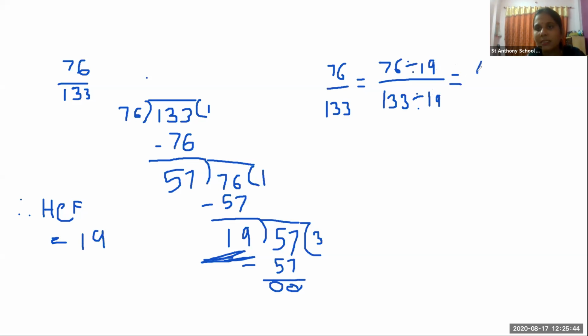19 4s are 76. Correct. Answer will be 4. And 19 7s are 133. So that means what? Our answer is what? 4 upon 7. Okay. HCF is equal to 19. Please note down this sum in your notebook. Okay. HCF is equal to 19 and lowest form is 4 upon 7. Okay. Please note down this sum in your notebook.